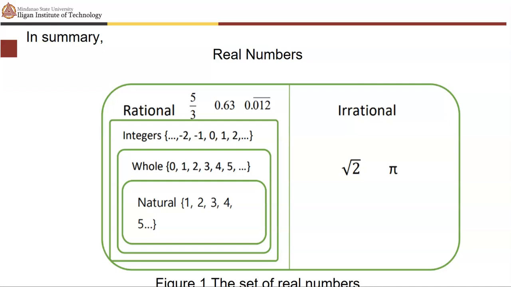As for your irrational numbers, examples that were given earlier are square root of 2 and pi. These numbers cannot be rewritten as a ratio. That's why they are called irrational numbers. And your rational and your irrational numbers together are the entirety of your real numbers.